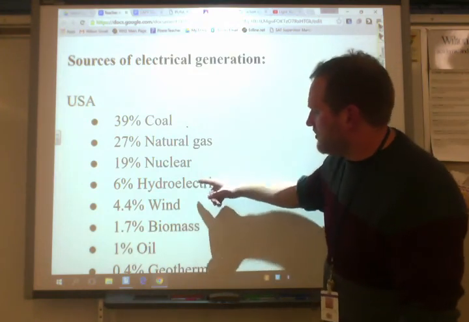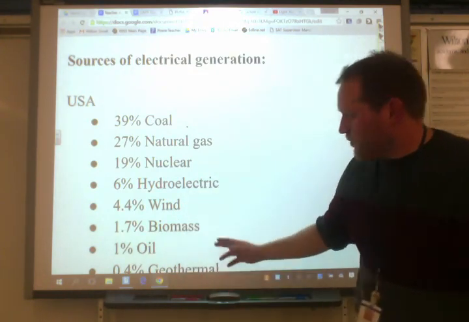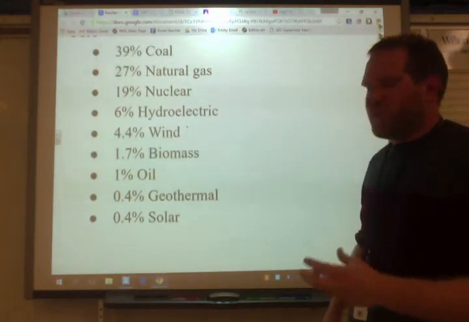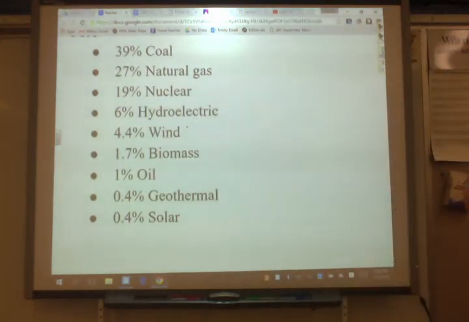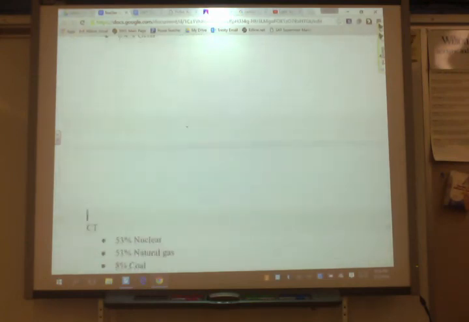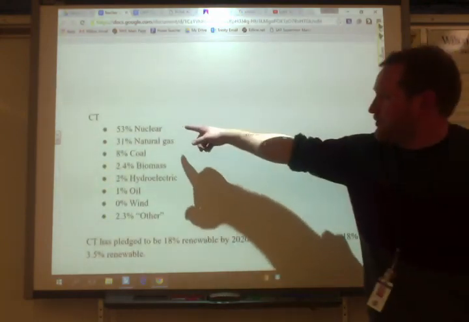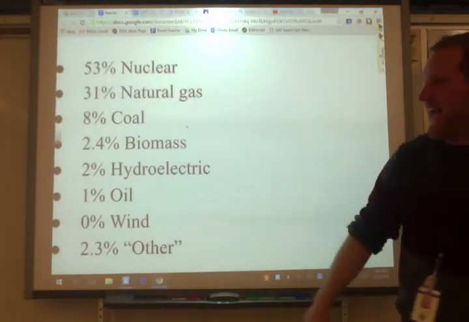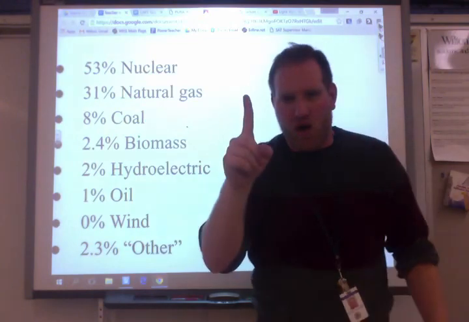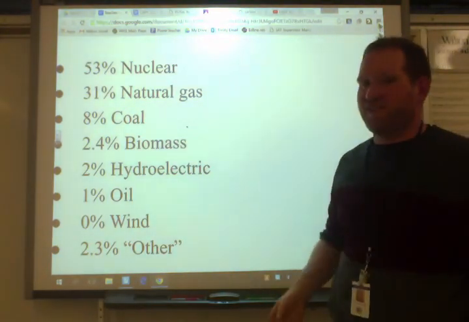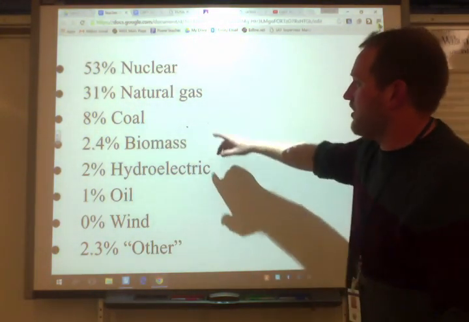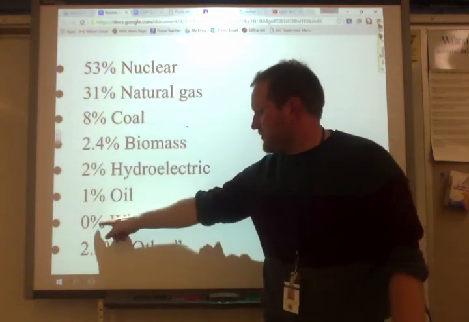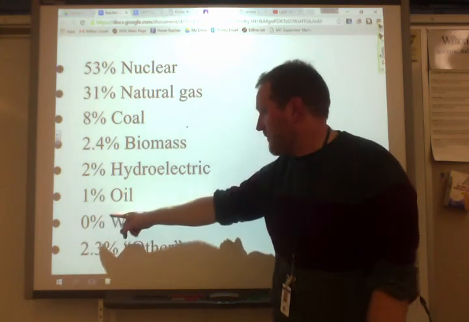Your renewables, that's your hydroelectric, your wind. Where's solar? Way at the bottom there. So those are still really coming to fruition. Let's look at Connecticut. 53% nuclear. How many nuclear power plants do we have that gives 53% of the state? One. It's in Groton and it powers over half the state. That shows how powerful nuclear reactors are. A lot of natural gas in Connecticut as well. Everything else very small. 0% wind. No industrial wind turbines in Connecticut yet.